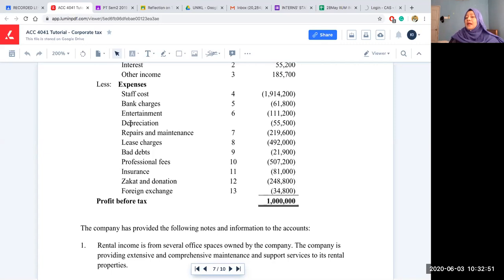But if you have not claimed, and then suddenly say, okay, I want to claim, because now the client gives me information, you cannot do that anymore. All right, because if you claim, then your tax liability will be lower. IRB will not allow that. So you cannot revise your tax form if it gives a lower tax liability. But if it gives a higher tax liability, then you can revise your tax computation. Yeah, that's how it works.